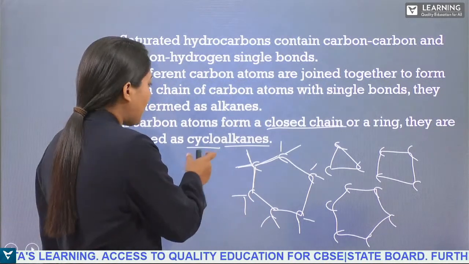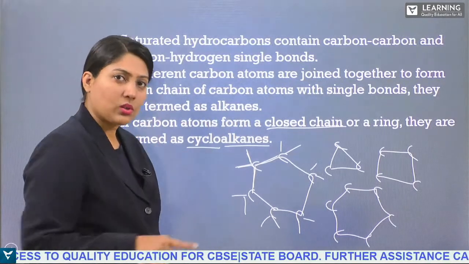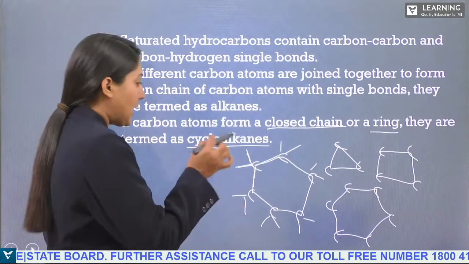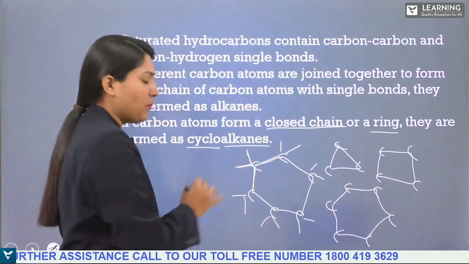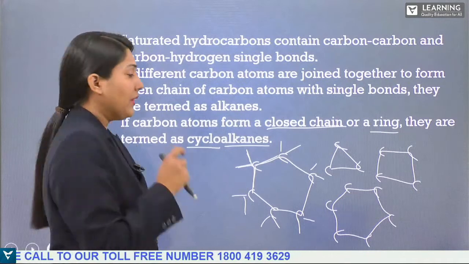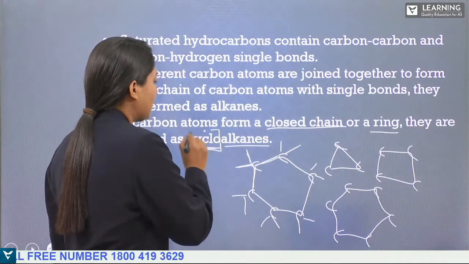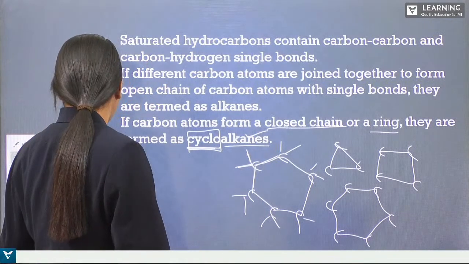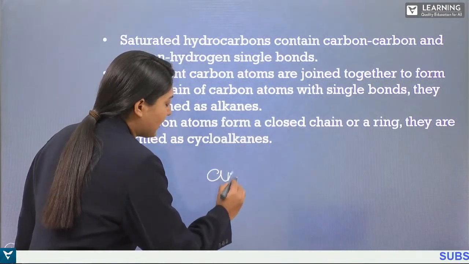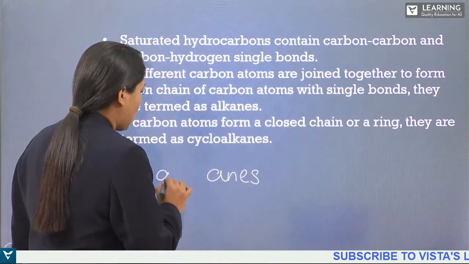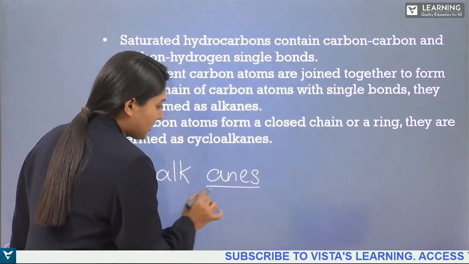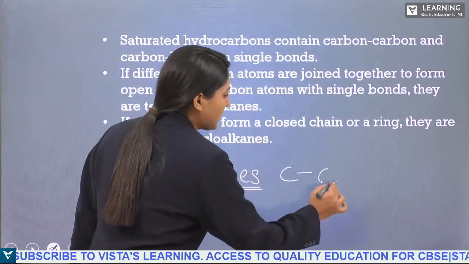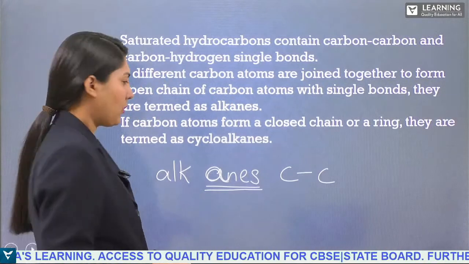Got it? So if they are in cyclic form or closed form or ring, if they form a ring and they have a carbon-carbon single bond, they will be termed as cycloalkanes. Remember students, it is A-N-E-S, alkanes. If it is ANES, that means it is carbon-carbon single bond always. Okay.